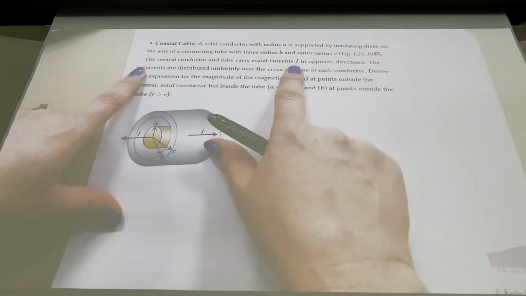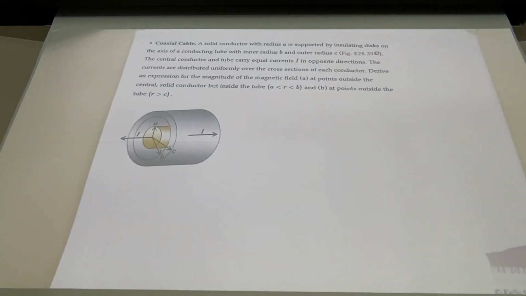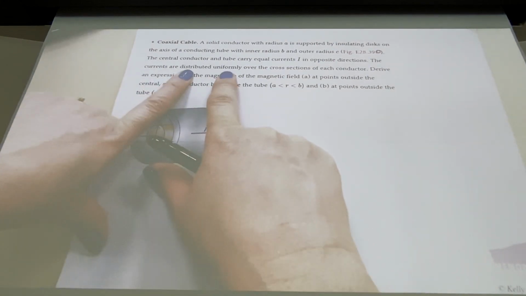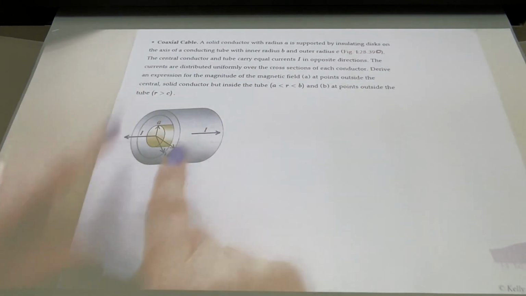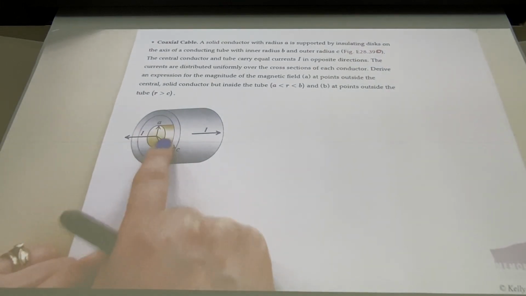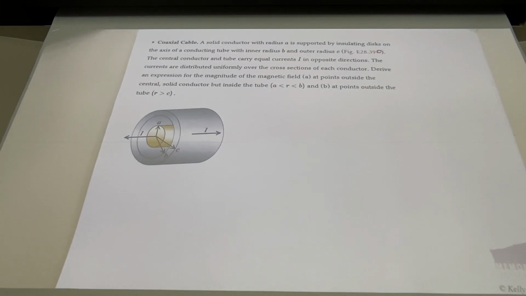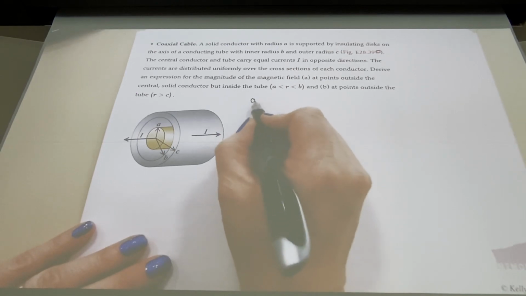The central conductor and the tube have equal currents, but in opposite directions. Okay, so that's the big deal about these coaxial cables. They carry the same current, but it flows in opposite directions. Current is evenly distributed, that means our current density is uniform. Find the magnetic field inside the cavity here and outside the whole thing. Okay, so that's a good thing to try and figure out. So for part A, we're going inside the cavity.